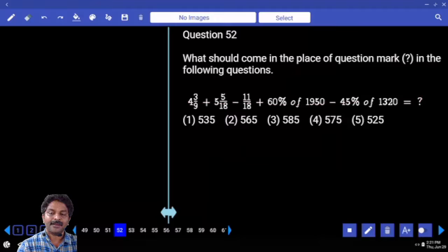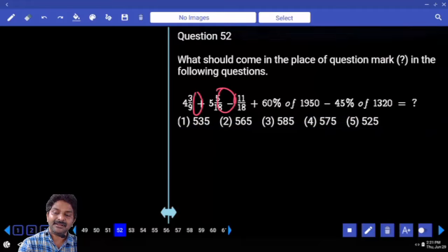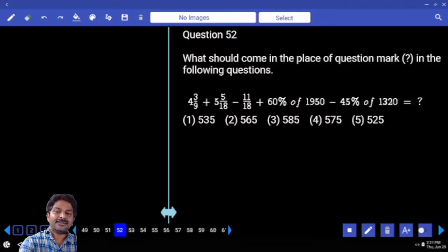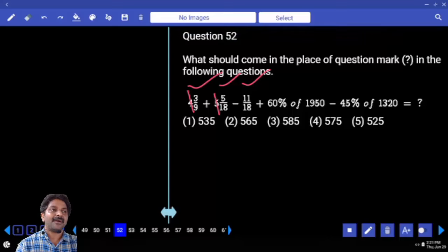Okay. Now let's first concentrate on the fraction values. 3 by 9, 5 by 18, 11 by 18. Correct? Denominators are 18, right? So we can write 3 by 9 as 6 by 18, plus 5 by 18, minus 11 by 18, which gets cancelled. So the only integer left is 4 comma 5.